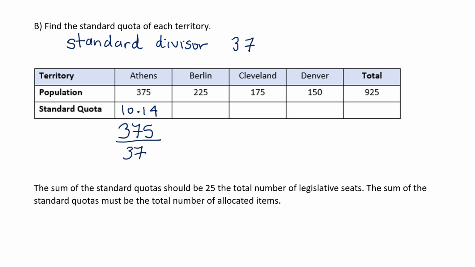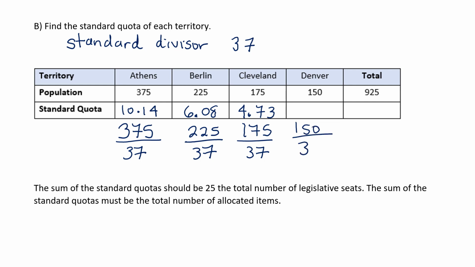Again, have your calculator handy for Berlin. You do 225, divide that by 37. That's approximately 6.08. Let's do this for Cleveland. 175 divided by 37, got 4.73, and for Denver, 150 divided by 37, that quotient, 4.05, is the standard quota for Denver.